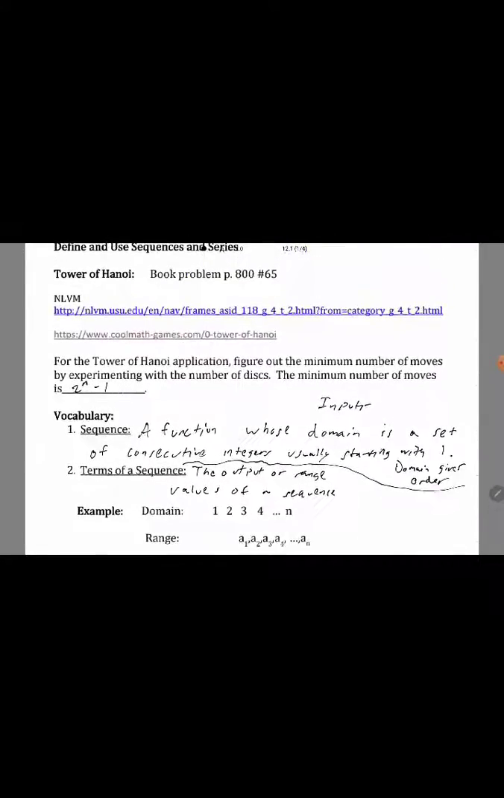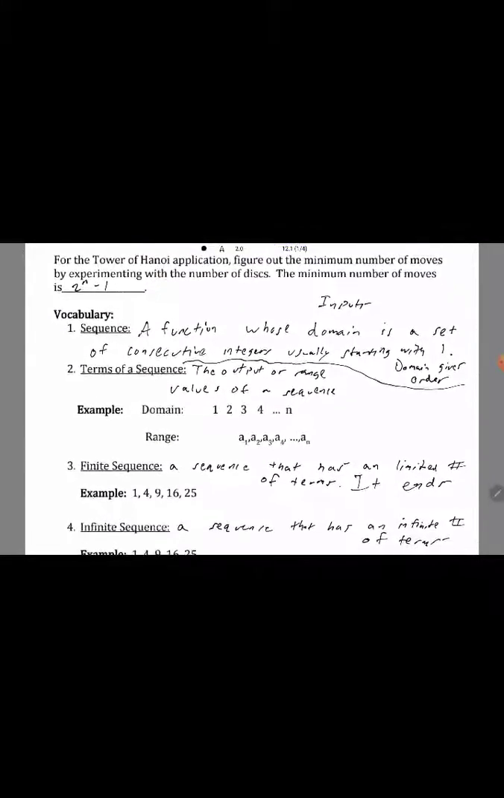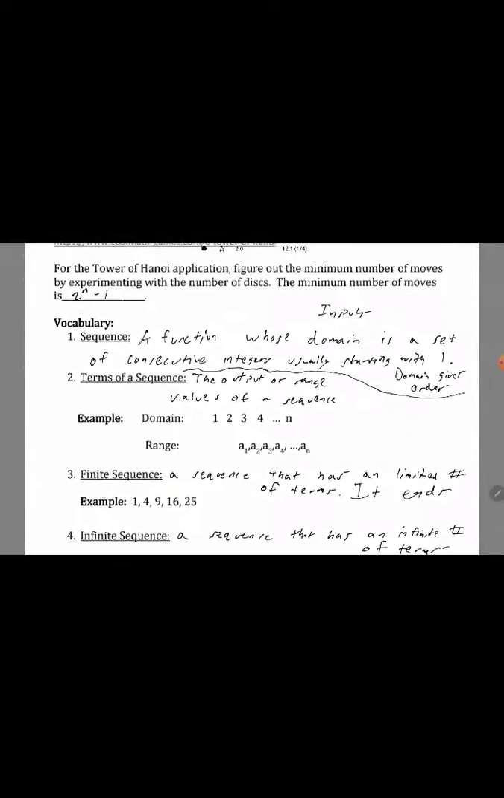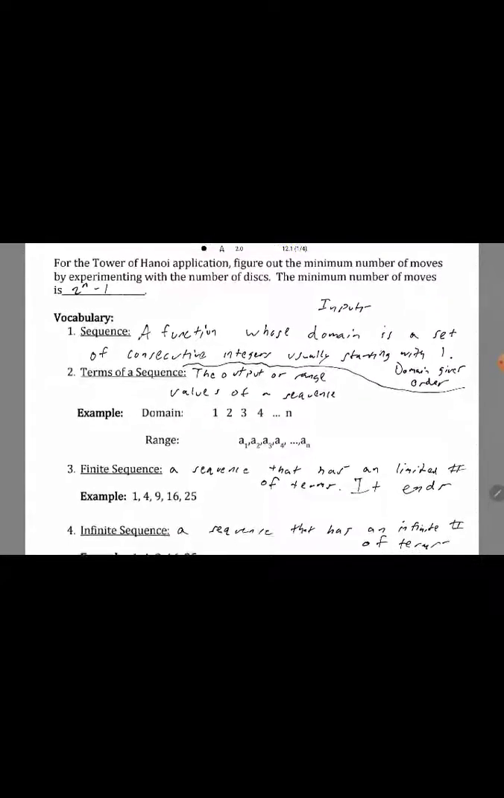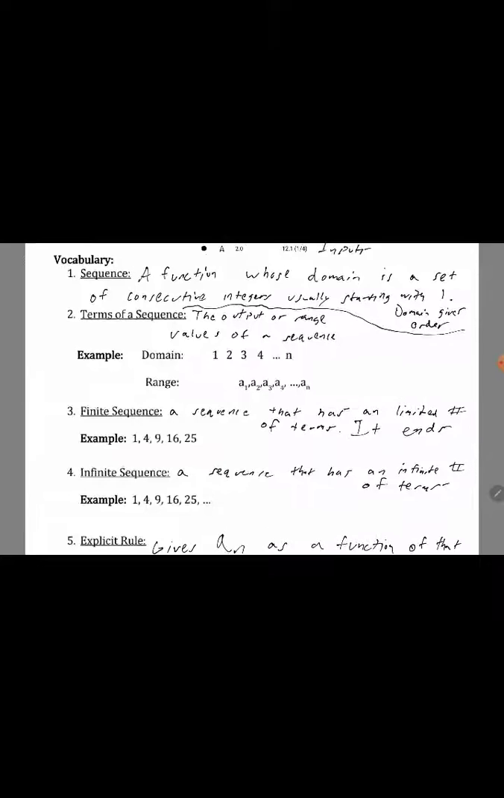So I'm going to skip this first example about the Tower of Hanoi. It's important. If you wanted to copy that down and then go check it out. Don't know if it's still there. But here we go.